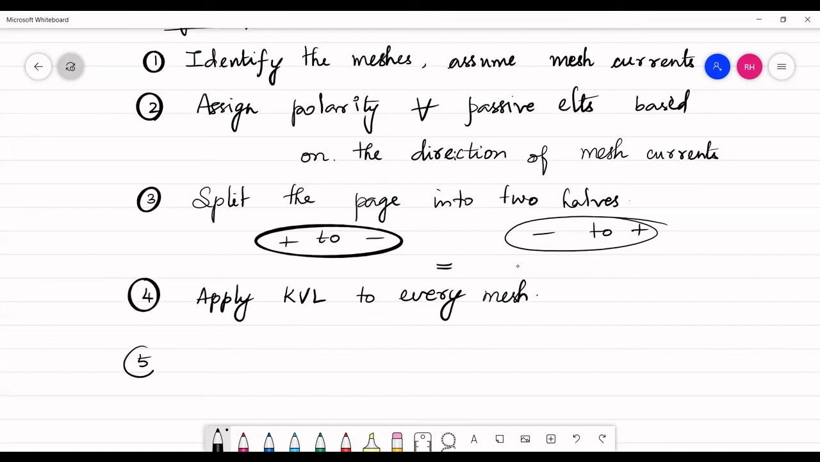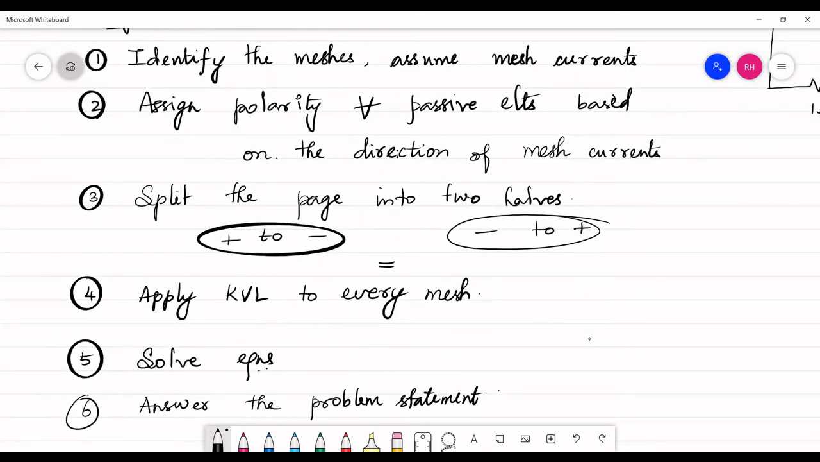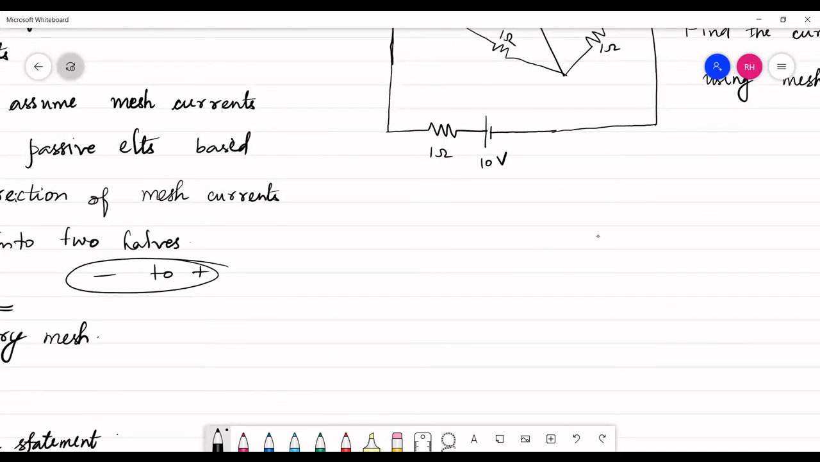And then combine all equations and solve the equations. After solving the equation, this is the most important step. Read the problem statement and check if you have answered the problem statement. For any problem, any circuit which is given, you could follow blindly these steps and you will be in a position to arrive at the answer.